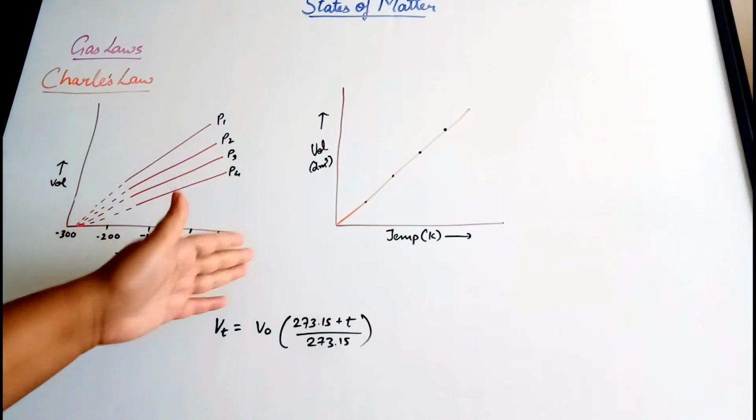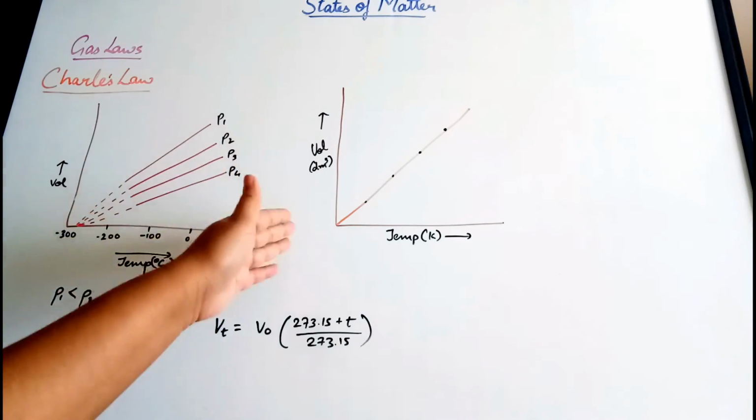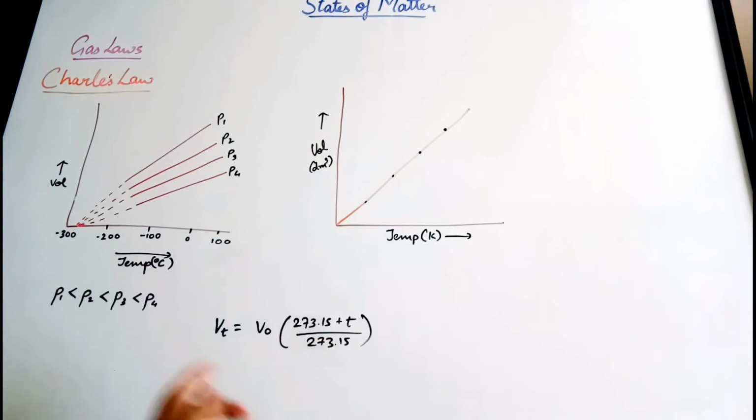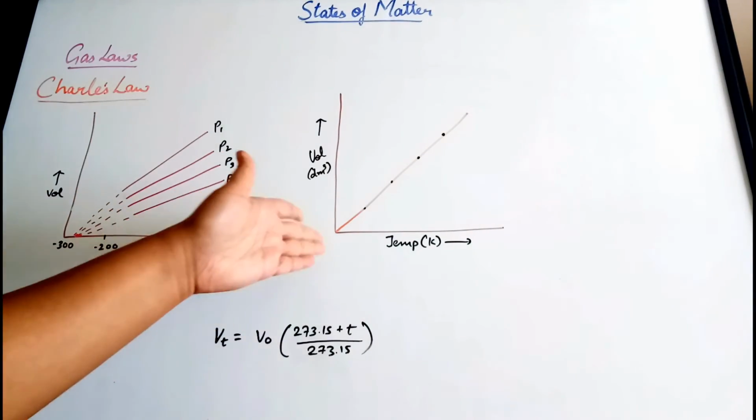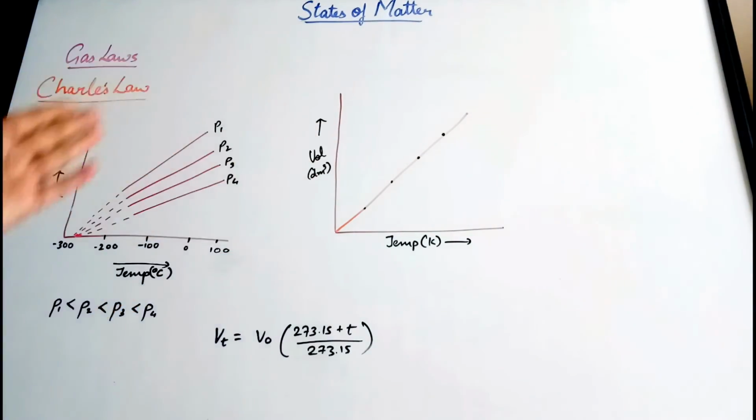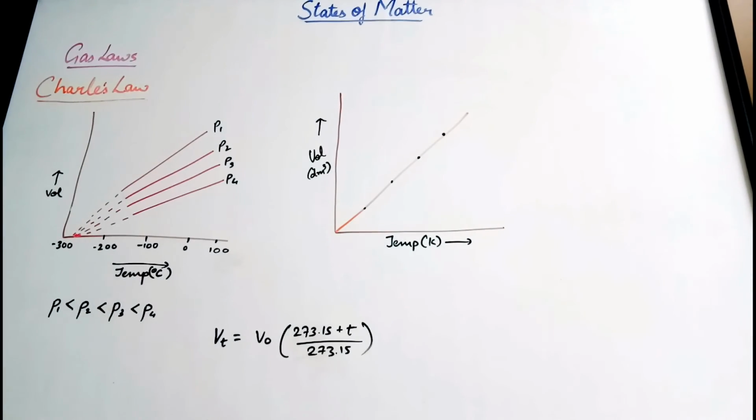Now this graph is a graph between volume and temperature in Kelvin scale. We've directly used the Kelvin scale, and here if you notice, you don't have to extrapolate because 0 Kelvin is the absolute zero temperature, and that is basically minus 273.15 degrees Celsius. So volume versus Kelvin scale is going to be a straight line through the origin.